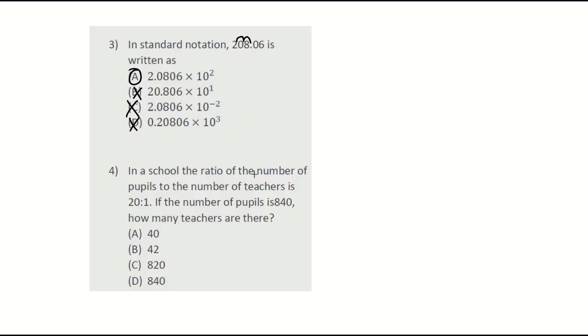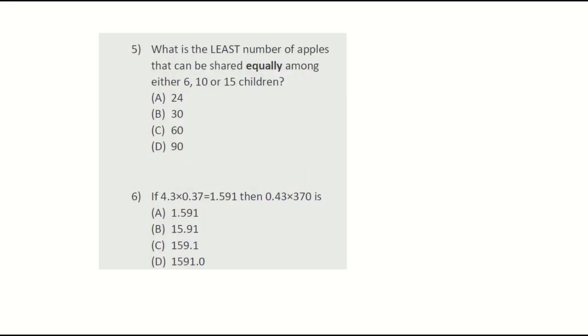In a school, the ratio of number of pupils to number of teachers is 20 to 1. If the number of pupils is 840, how many teachers are there? So that was 840 divided by 20, I believe, and we got 42 to be the answer. Alright, this one. What is the least number of atoms that can be shared equally among 6, 10 and 15 children? We got 30 to be the answer, if you remember, right? This question was a tricky question that we have to pay attention to.